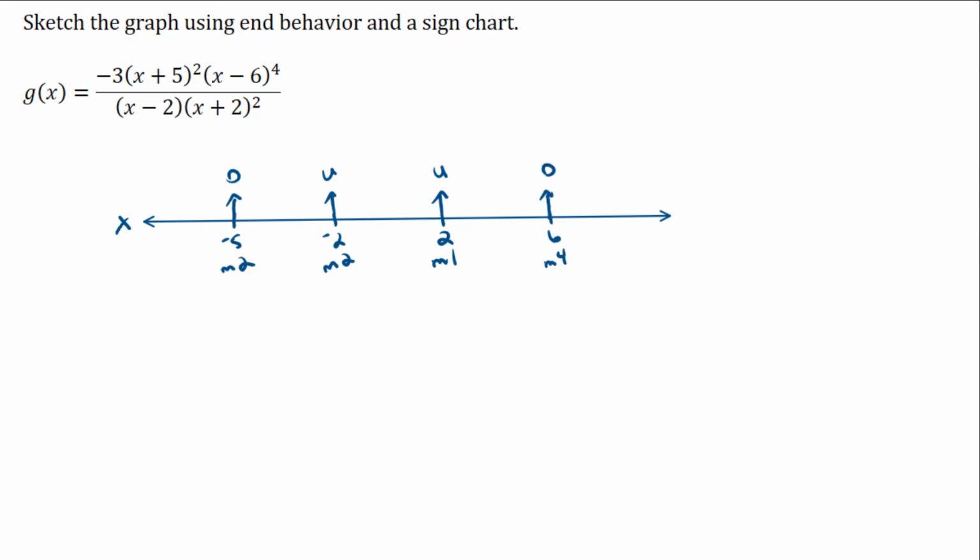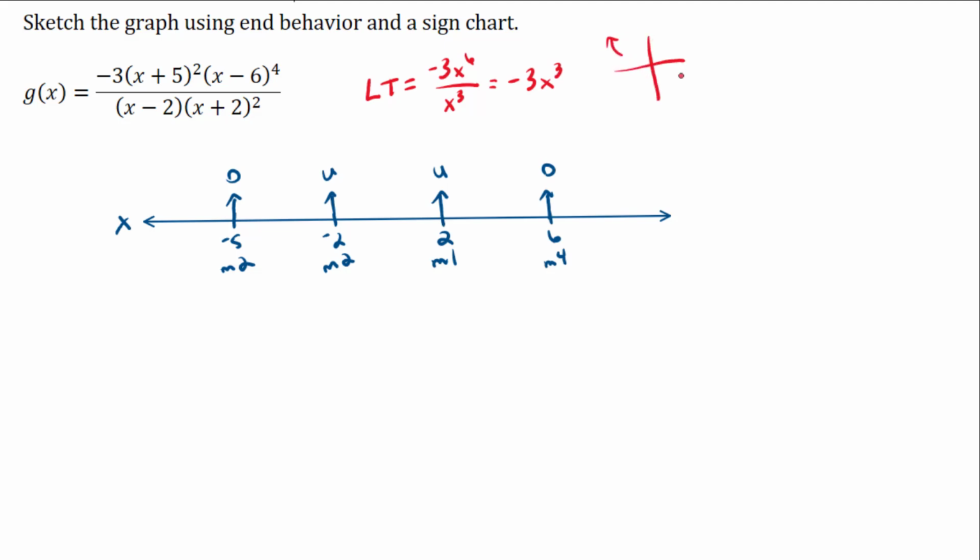Okay, so now we need to know the end behavior. Again, use a calculator or use the leading term. The leading term on top will be -3 times x squared times x to the 4th. So that's x to the 6th. On bottom, I've got x times x squared. That's x cubed. That reduces to -3x cubed.